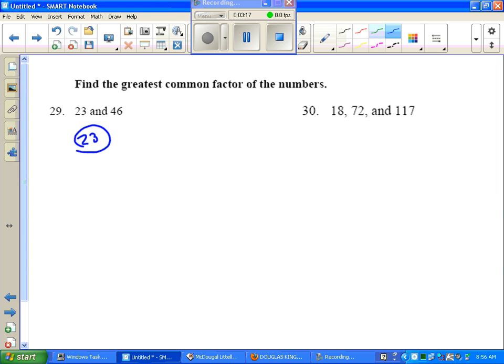But if you can't see that, go ahead and factor out 23. Its factors are 1 times 23, and that's actually it. There's no other numbers. It's a prime number. 46's numbers are 1 times 46, and 2 times 23. So you can see the factors if you do it that way. You can see that this one's largest factor is 23, and this one is 23. Greatest is the same thing as largest. Common means they have the same one.